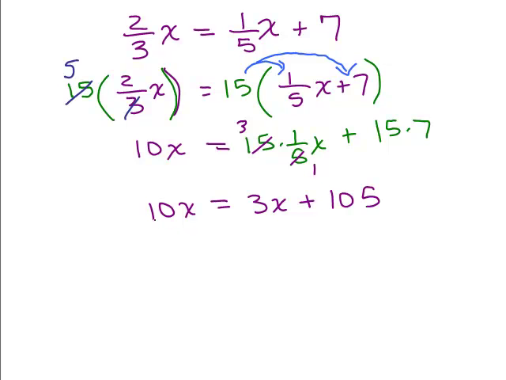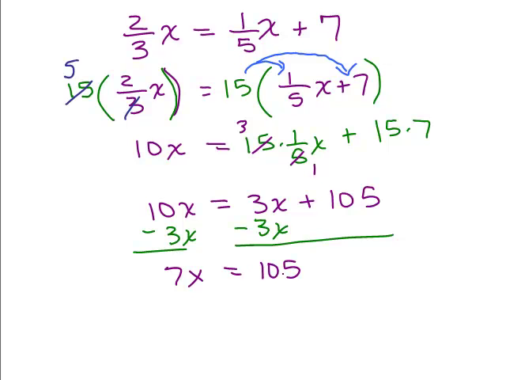All right, so now we have an equation without fractions. So we need to get the variables on one side, constants on the other. So I'm going to subtract 3x from both sides. So the variables are on the left-hand side here, and the constant will be on the right. And then we'll need to divide both sides by 7. So x equals 105 divided by 7. I think that's 15.